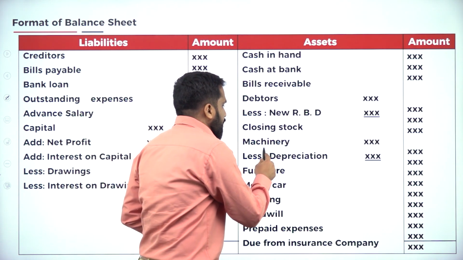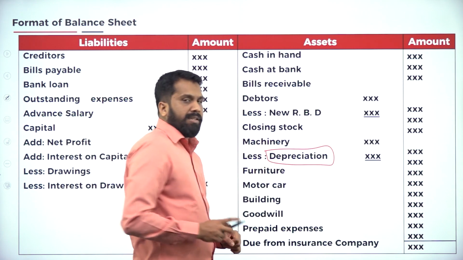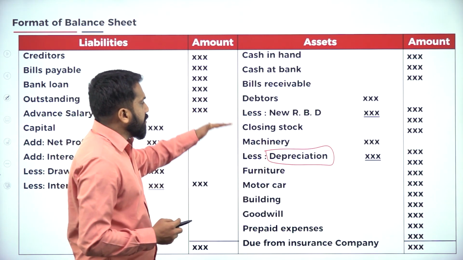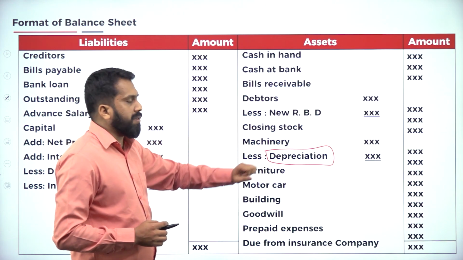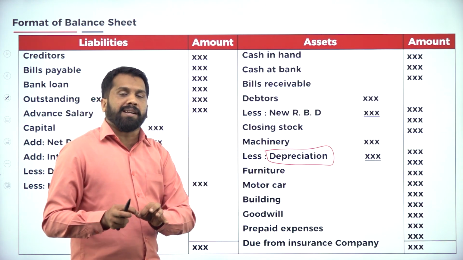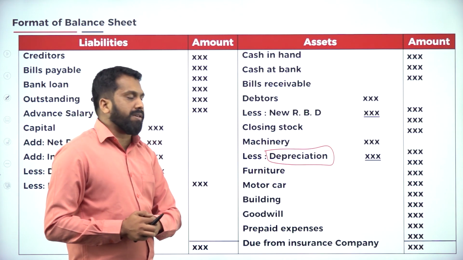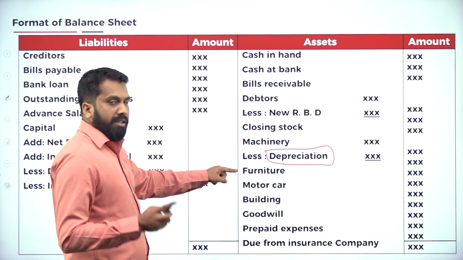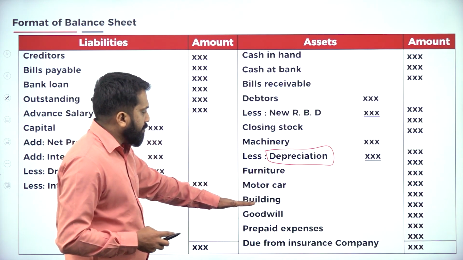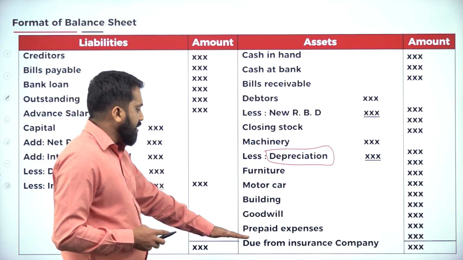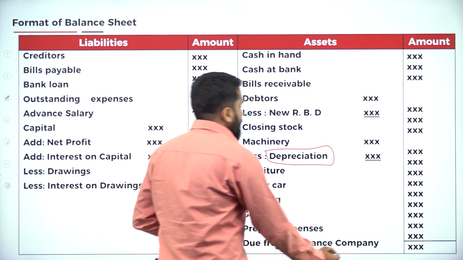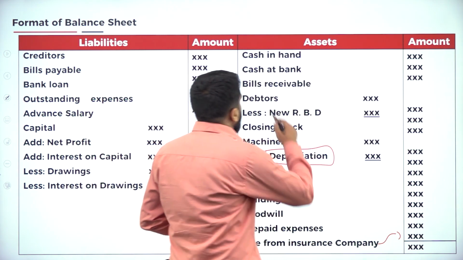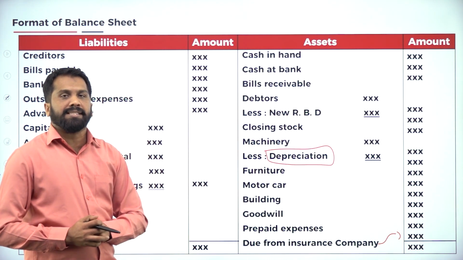These things I'll explain while doing the problem. That's why I'm going for only main headings. I'm not going for bad debts, depreciation. Why? Because with the numbers, I can explain better. Now, furniture, it is good. Motor car, building, goodwill, prepaid, and due from insurance company. So these we call as assets.